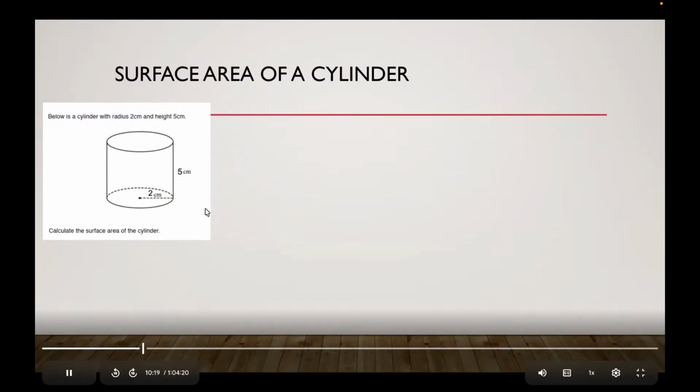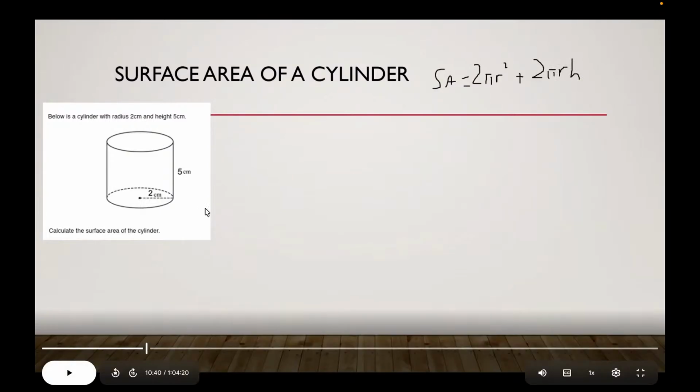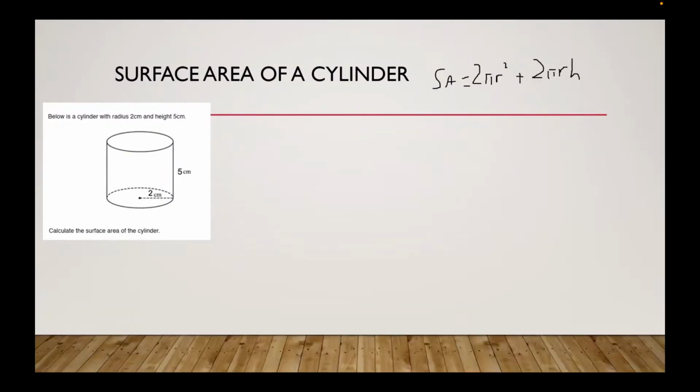Now you will be given the surface area of a cylinder formula. So you will be given this formula. The formula for the surface area of a cylinder, which will be provided to you, is just 2 pi r squared plus 2 pi r h.